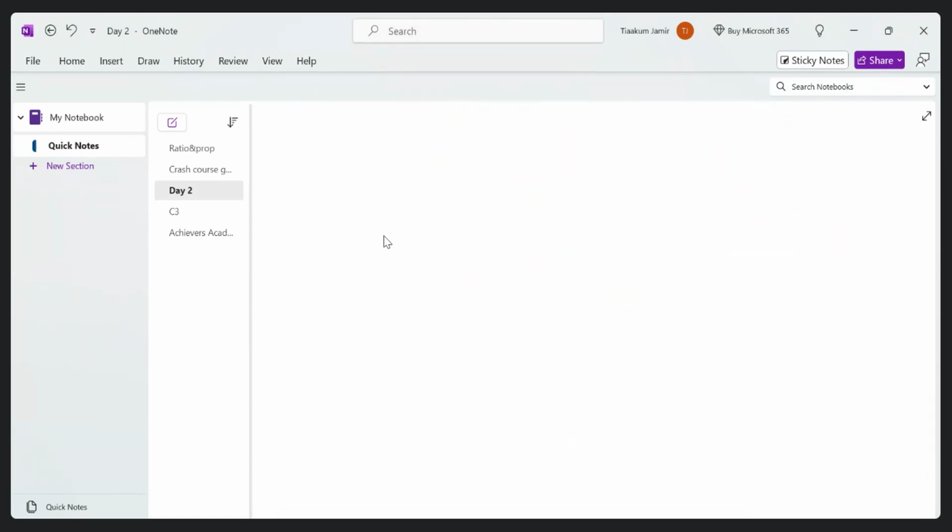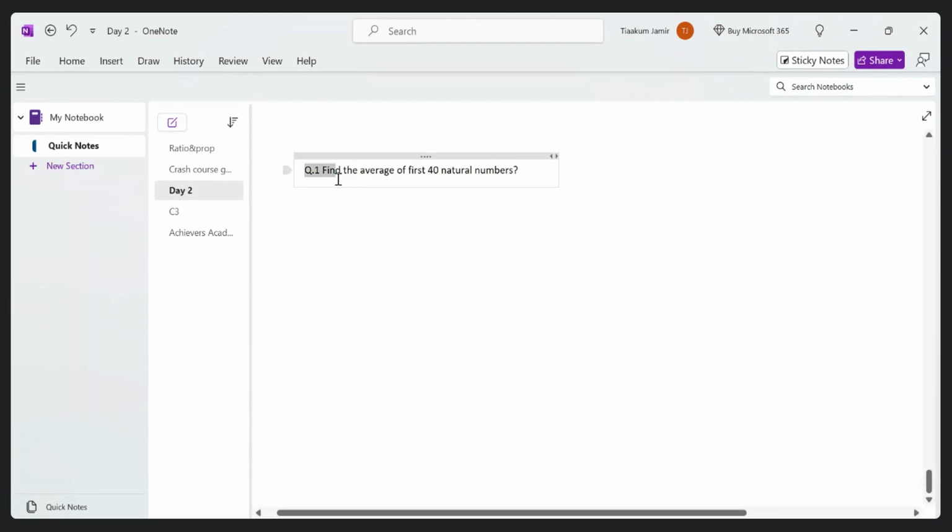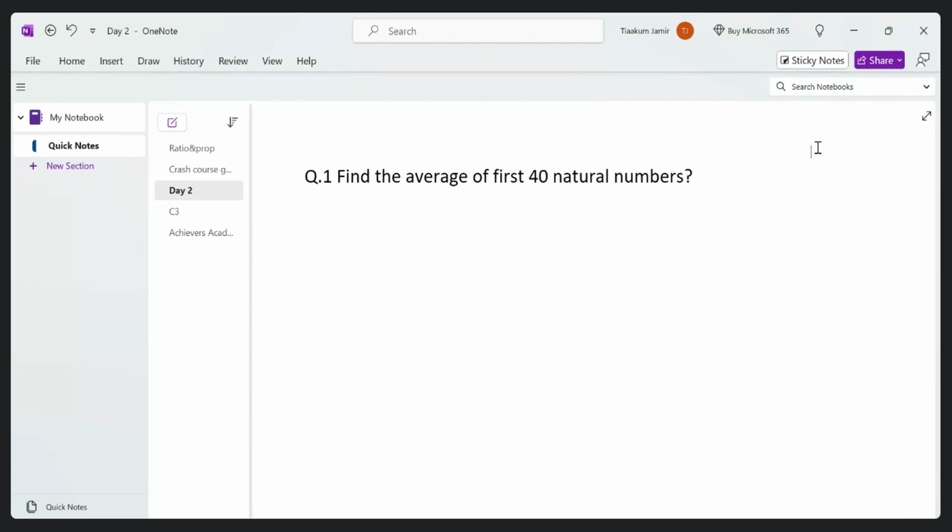We will try one data interpretation question. Find the average of the first 40 natural numbers. And what is a natural number, by the way? Natural numbers start from where? From 1. 1, 2, 3, 4, 5, and so on.